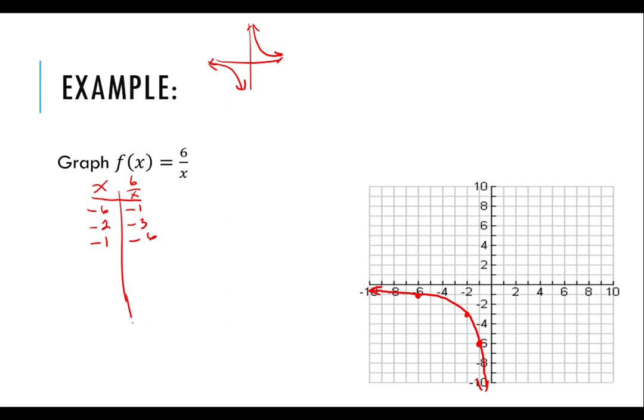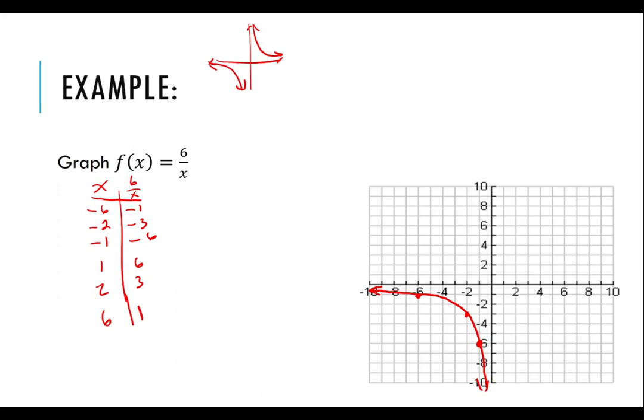Well, now let's pick some values for the right-hand piece. Well, once again, I'm thinking about 6 divided by whole numbers that give me a whole number. So I'm going to try 1, 2, and 6. 6 divided by 1 is 6. 6 divided by 2 is 3. 6 divided by 6 is 1.